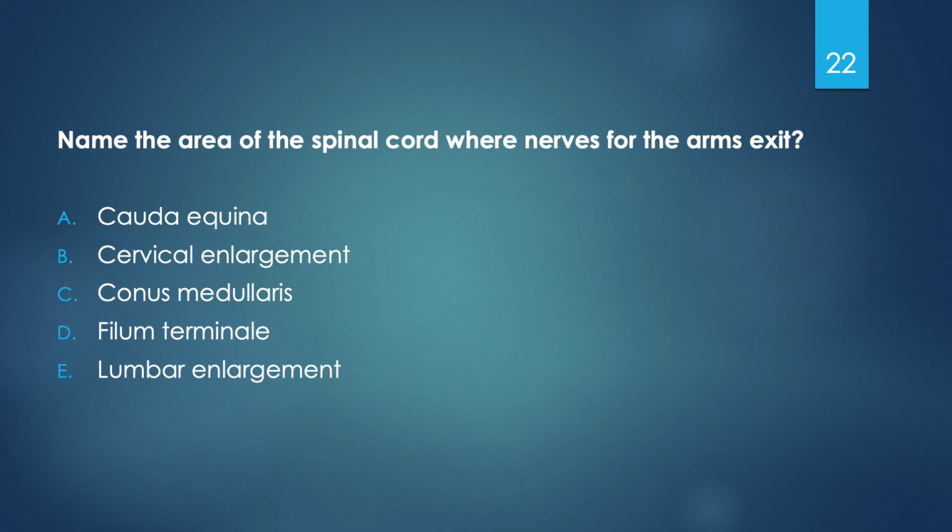So that will rule us out of options A, C, and D, because none of those are enlargements. The cauda equina, conus medullaris, and filum terminale are all way down at the most inferior aspect of the spinal cord, so that's nowhere near where the arms would exit, right? So then we have to think, is it the cervical enlargement or the lumbar enlargement? Well, the lumbar enlargement is exactly where you think it is, by our lumbar spine, so that's down in our lower back. The cervical enlargement is much more superior, and that is in fact the correct answer. That's where the nerves for the arms exit.